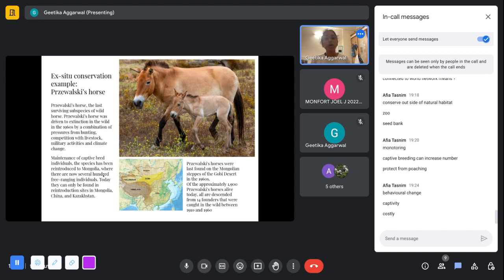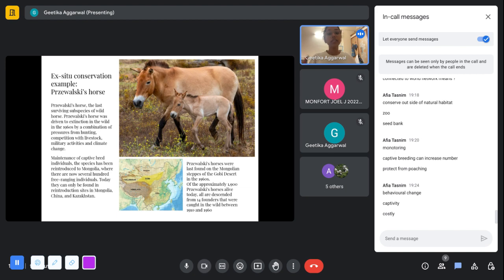But then they were captively bred, and these species were reintroduced again into the Mongolian Gobi Desert. And now there are around 1900 horses that are alive today. They're all descended from these 14 founder individuals that were caught between the years 1910 and 1960.